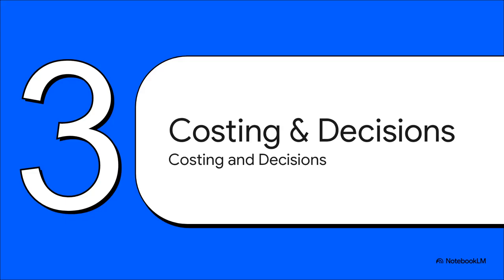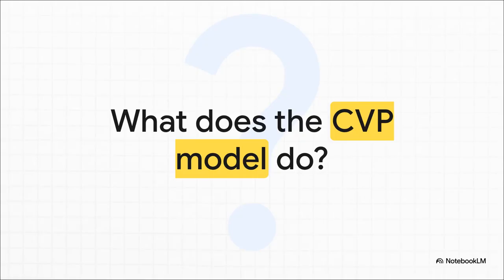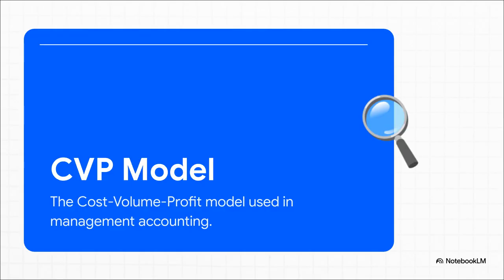Section 3. Deeper terrain, costing and decision-making. I actually want to pose this exact syllabus question directly to you right now. What does the cost, volume, profit, or CVP model actually do? Why do managers completely obsess over it? So the crucial point is that CVP is basically the ultimate what-if tool. It tells you exactly how changes in your costs and your sales volume will impact your bottom line.